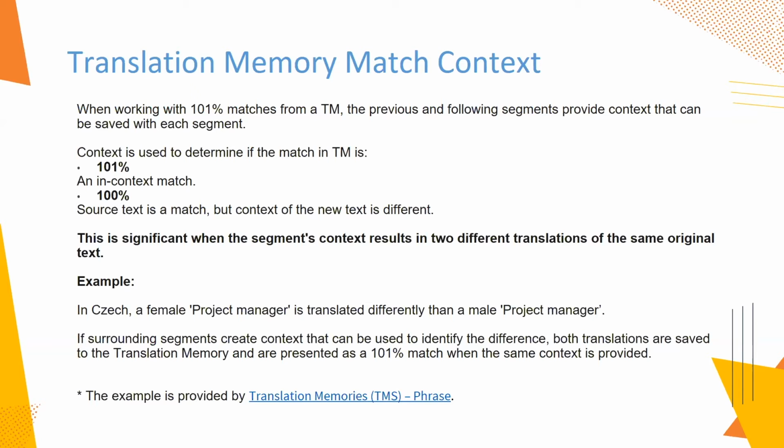For example, a female project manager will be translated differently than a male project manager. So the same term will be translated differently depending on the context, which gives us the information about whether it is a female project manager or a male project manager. So surrounding segments create context that can be used to identify the difference. If both of the contexts are the same, it will be presented as a 101% match because the context and the source text are the same.